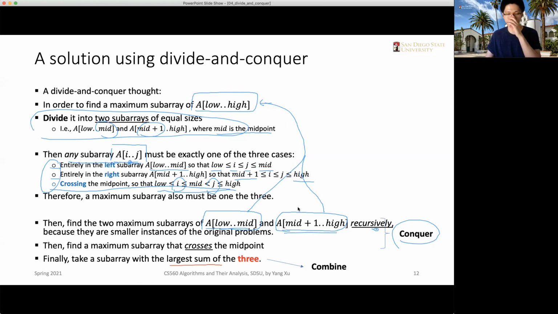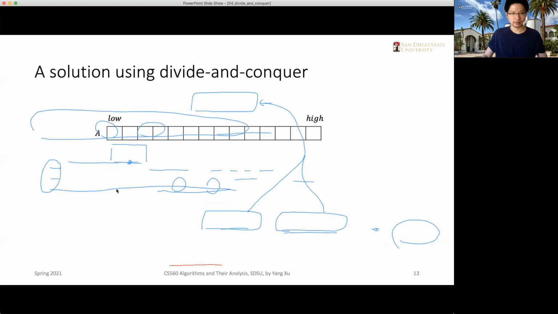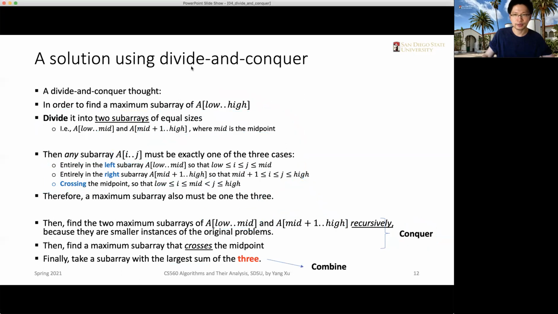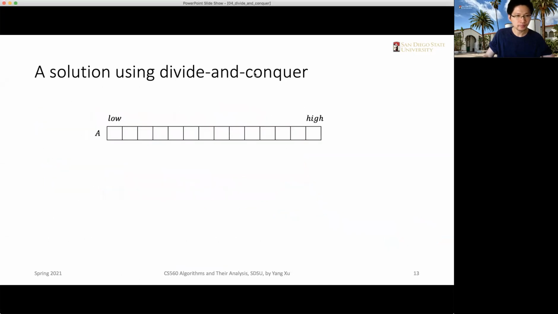which is the combine step. Okay. So we can guess that the heavy lift is actually here, right? The heavy lift is where we solve the third case, when the subarray crosses the midpoint, how do we find the maximum subarray of it? Okay, so now let's proceed to the next slide and do the heavy lift.